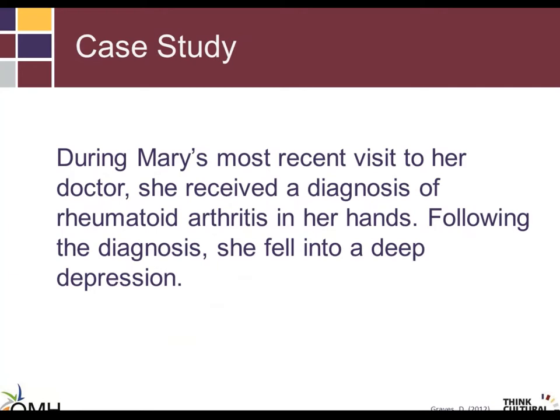This case study reflects on the importance of taking a patient history that includes sociocultural aspects such as religious or spiritual beliefs. During Mary's most recent visit to her doctor, she received a diagnosis of rheumatoid arthritis in her hands. Following the diagnosis, she fell into a deep depression. What the doctor failed to realize is that Mary self-identifies as a grandmother first and a gardener second. The diagnosis of rheumatoid arthritis in her hands was devastating to Mary because she thought this was the end of playing with her grandchildren, working in her garden, and connecting with her friends in the gardening club where she was just voted in as president.